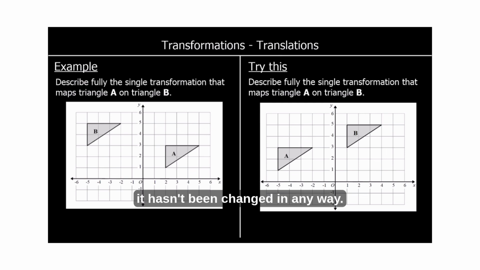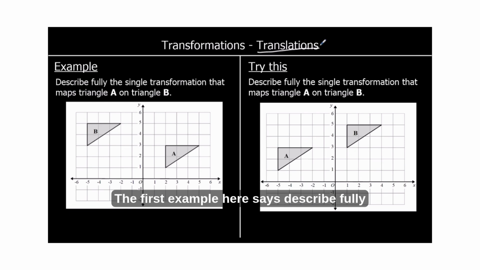But it hasn't been changed in any way. So when a shape has just been moved left and right and up and down, we call that a translation. So we say a shape has been translated if it has just been moved around. It hasn't been rotated or reflected, it's just been moved.